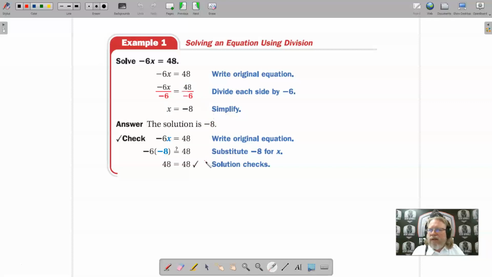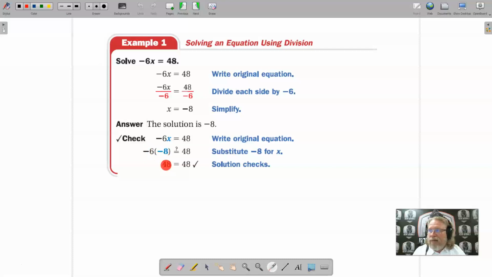And just like we learned in the previous lesson, where you can take your solution and plug it back in, let's take this solution, negative 8, and plug it back in. So negative 6x, we put parentheses wherever the x goes. And so we end up with negative 6 times negative 8, and negative times negative is positive.